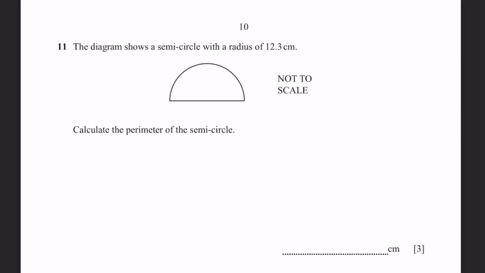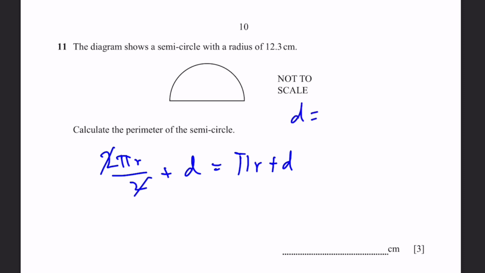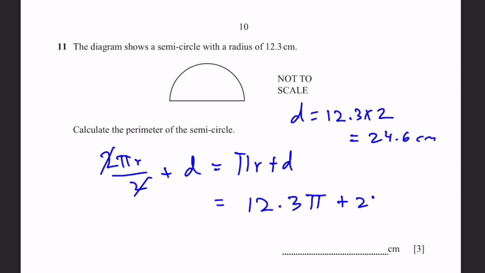Question 11. The diagram shows a semicircle with radius 12.3 centimeters. Calculate the perimeter of this semicircle. So we need to find 2 pi r by 2 plus d. Cancel out the 2's, it's just pi r plus d. By the way, d is the diameter, which is 12.3 into 2, which is equal to 24.6 centimeters. So pi r plus d will be 12.3 pi plus 24.6.